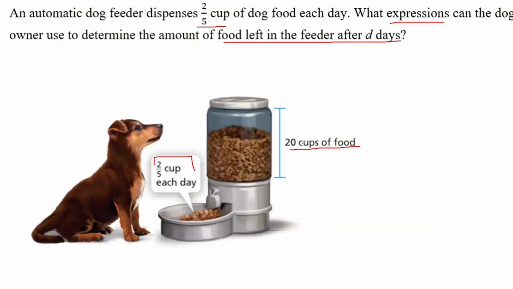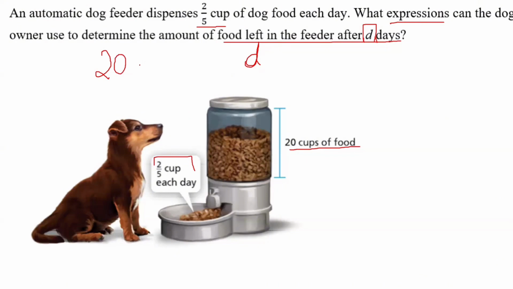In writing an expression, one of the first things to do is to define your variable. The variable again is a letter, which is the D here, that is used to represent something we don't know yet. We don't know the amount of food that is left in the feeder after a number of days. So we are going to use D to represent that. So our variable is D. However, what we know is that the dispenser holds 20 cups of food and each day 2/5 is taken out. So I am going to start by writing my 20 here. So 20 is what is there.